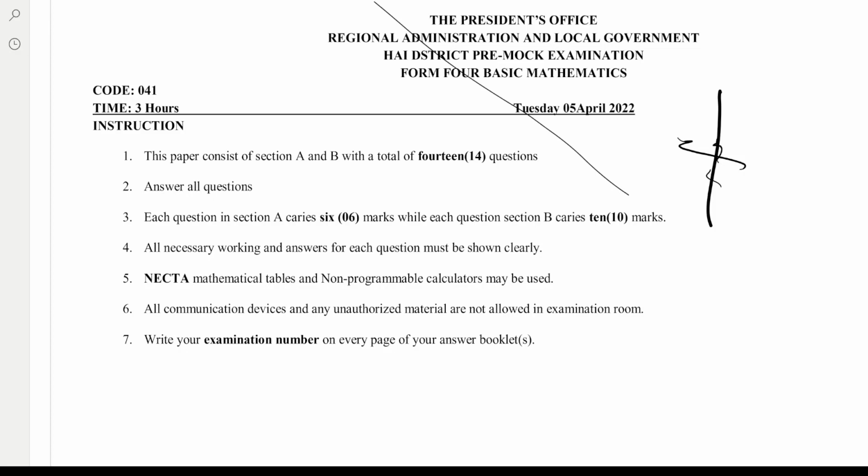In this session we'll be checking Form 4 Basic Mathematics, one of the past papers, pre-mock exam from High District 3.